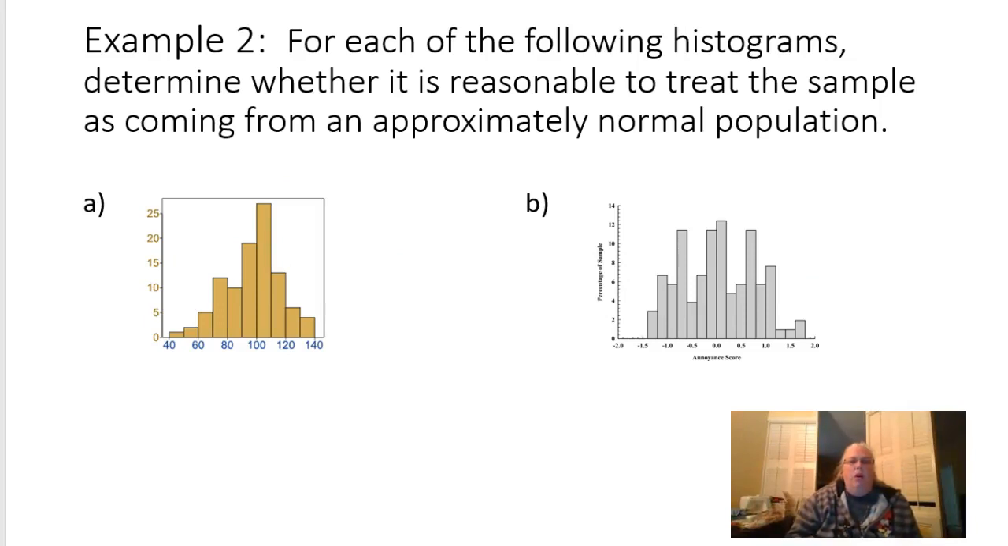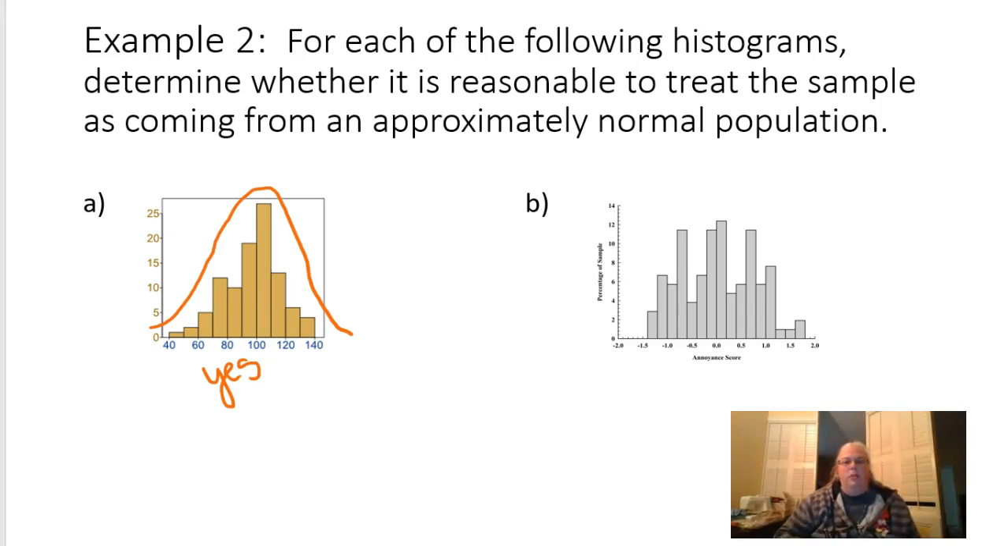Example 2. For each of the following histograms, determine whether it is reasonable to treat the sample as coming from an approximately normal population. Well, once again, I'm going to imagine my normal curve sketched around my data here, and this one looks like a really, really good fit underneath my normal curve. So I would say that yes, we could probably treat this as a normal population.